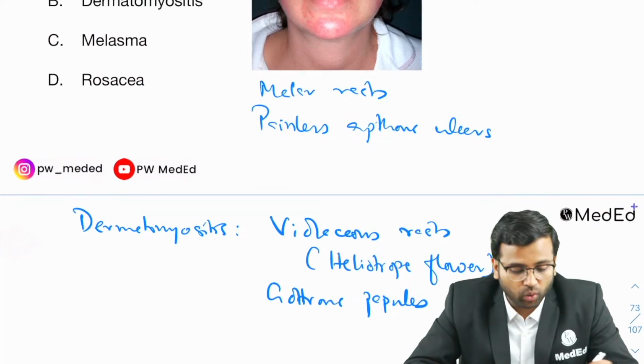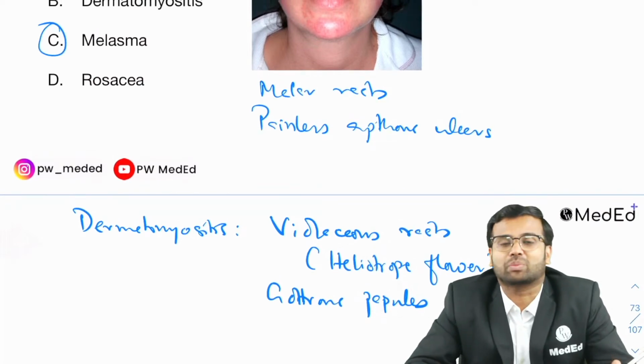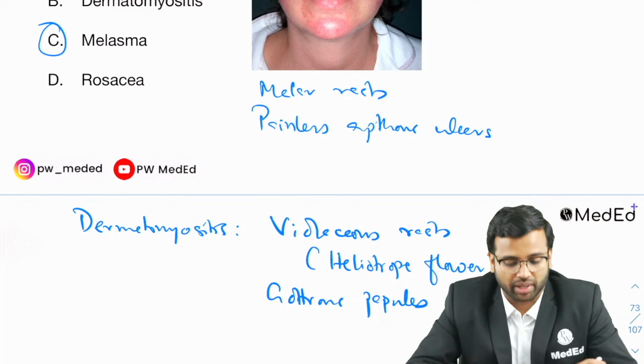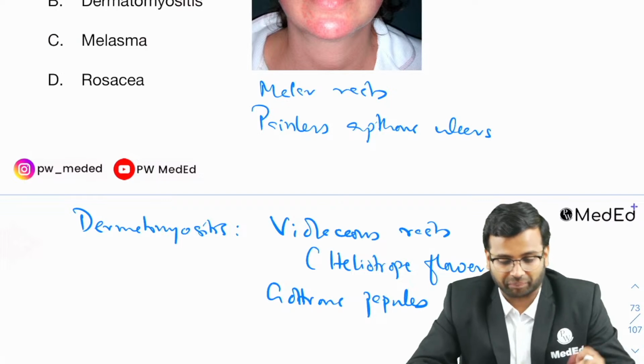Now, how about this case called melasma? How does a patient usually present with melasma? What is the color of the rash in melasma?